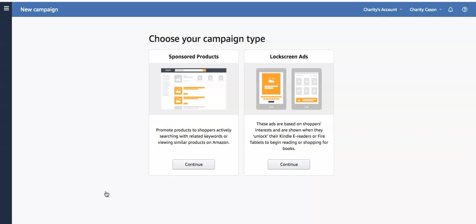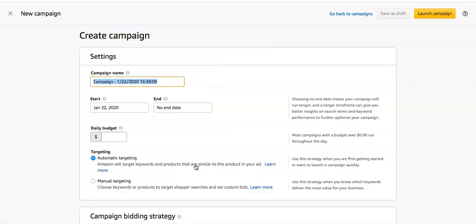These ads are shown on the lock screen of people's Kindles or Kindle Fires, and they are based on that person's interests. I don't do them. Honestly, I really don't know any authors that use lock screen ads, and I think they might even be going away. So I would avoid that. They are not profitable for most people I've talked to. So we're going to click on sponsored products.